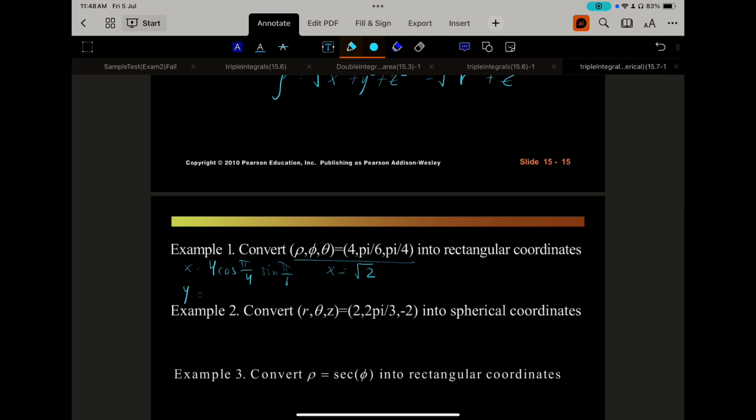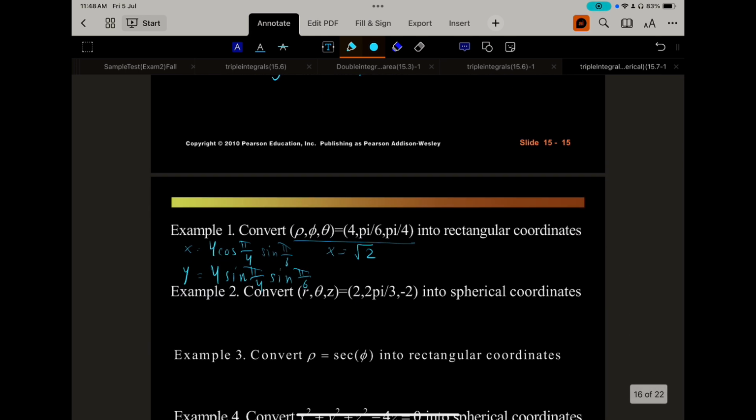As for the y, we're going to have 4 sine of pi over 4, sine theta, and then sine of pi over 6, so sine phi, which is 4 sine of pi over 4, sine of pi over 6. That's basically y equals root 2.